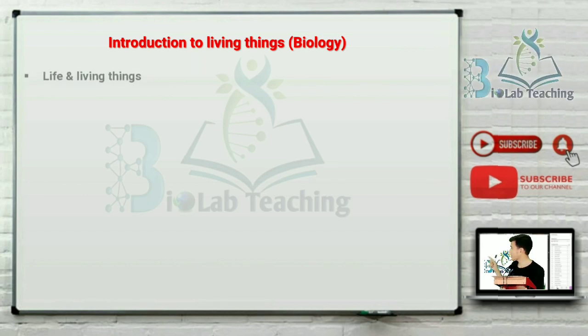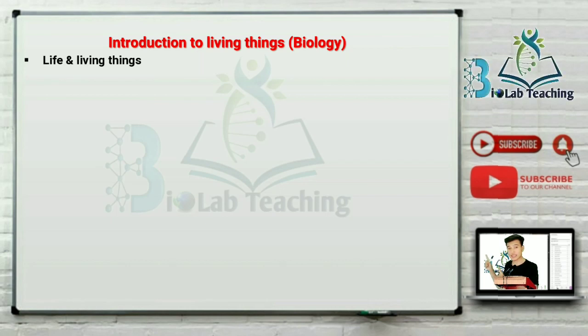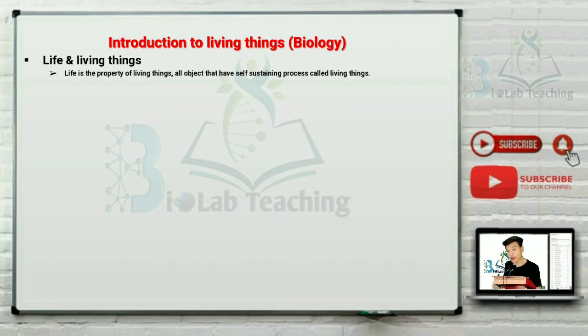First we have to talk about life and living things, what life is and what a living thing is. Life is the property of living things, and all objects that have a self-sustaining process are called living organisms. What does it mean, living organism? Those objects which have life-sustaining ability, that they can sustain their life, are called living things.